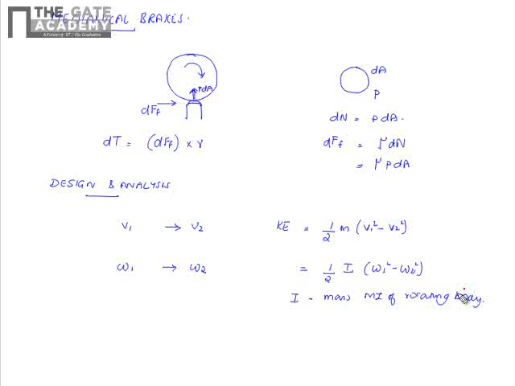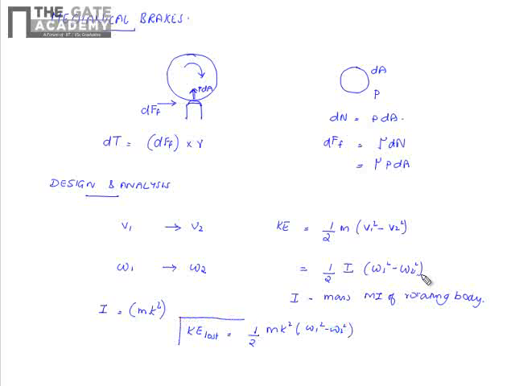I is the mass moment of inertia of the rotating body, omega 1 is the initial angular velocity, and after applying the brake, the angular velocity of the wheel comes down to omega 2. Then the kinetic energy lost in this process is given by half into I into (omega 1 square minus omega 2 square), or this I, moment of inertia, can be written as m k square, where k is the radius of gyration. Then I can write kinetic energy lost is equal to half m k square into (omega 1 square minus omega 2 square).